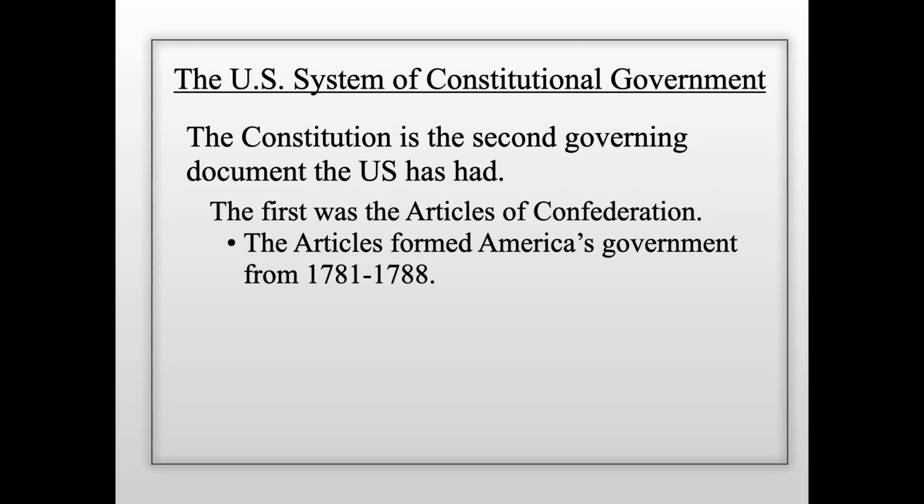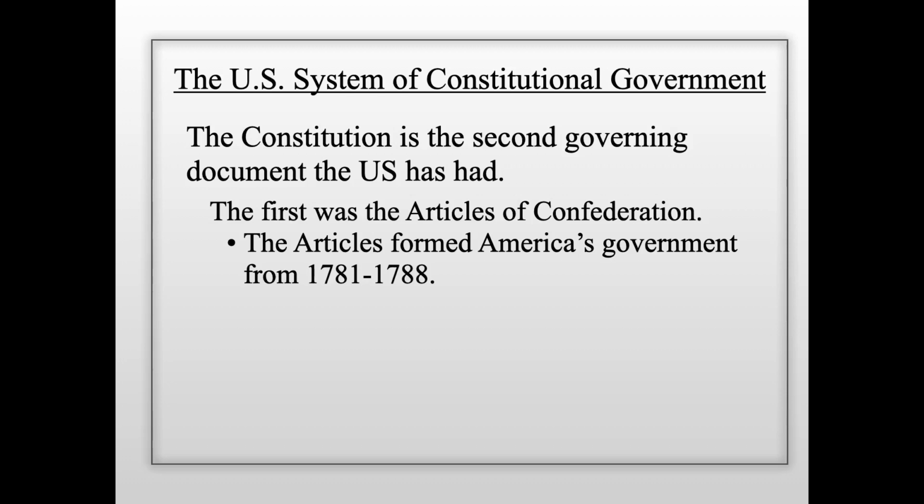A confederation is a system of government where you have a national government made up of independent units, in this case the states, each with their own state governments. Under the system of confederation, most of the power of the government rests in the states, not in the national government. So under the Articles of Confederation, the state governments were much more powerful than the national government. That government lasted from 1781 to 1788.